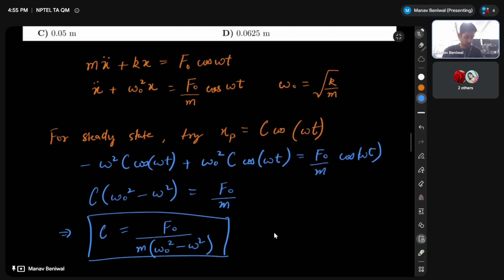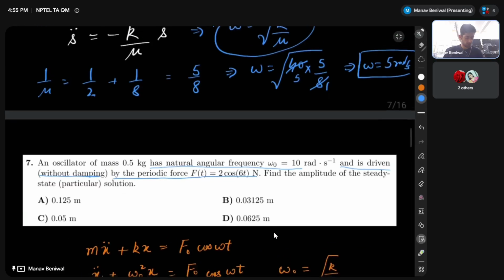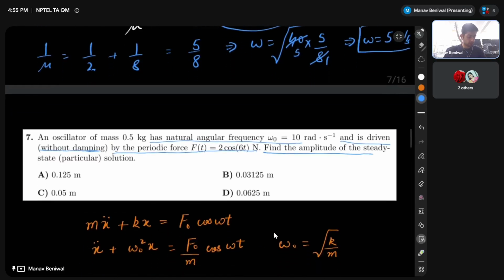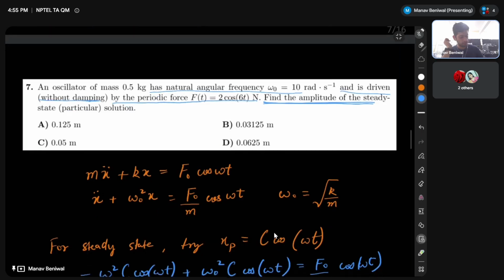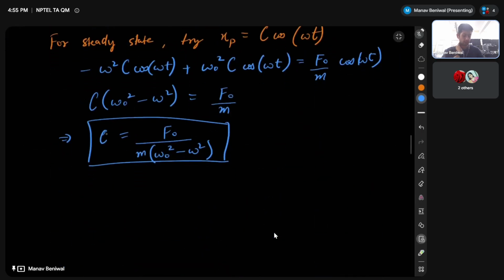So this is our steady state solution, and this is the amplitude of the steady state solution. This is exactly what we needed to find. So we need to find the amplitude of the steady state solution. And now we have calculated the value of C, which is the amplitude, in terms of F naught, m, omega naught, and omega.